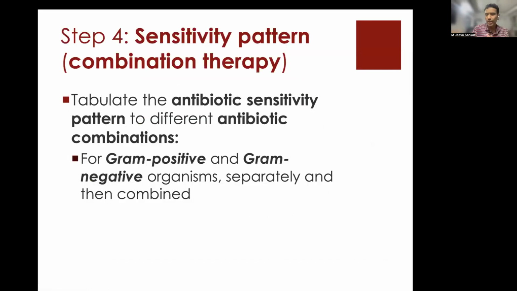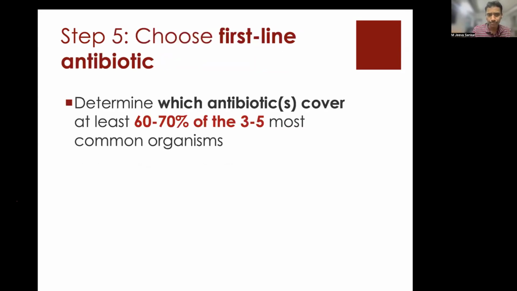Now, the next step is to have a sensitivity pattern for combination therapy. It means you have antibiotic sensitivity patterns for combinations. So if you have this plus that, the bug counts as sensitive if it is sensitive to at least one of the combination. If you make it two, then it will be more specific. But you decide, okay, at least one should be sensitive. Do this for gram-positive and gram-negative organisms separately, and then you make a combined table.